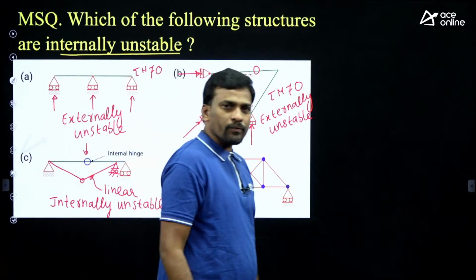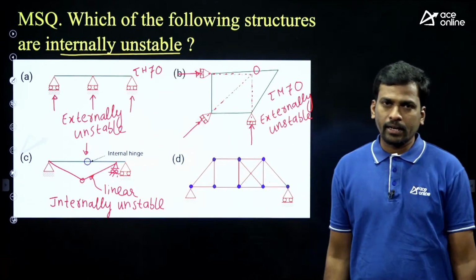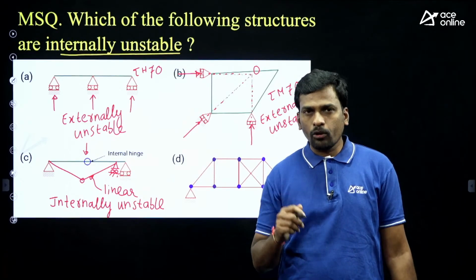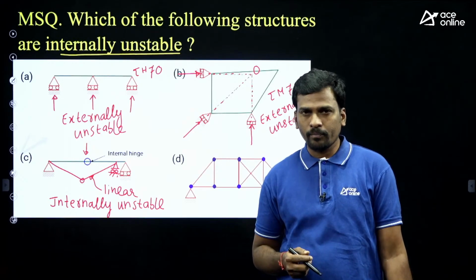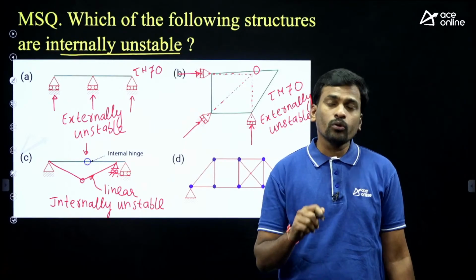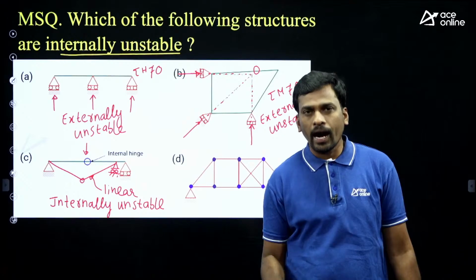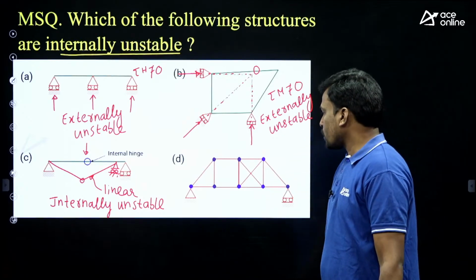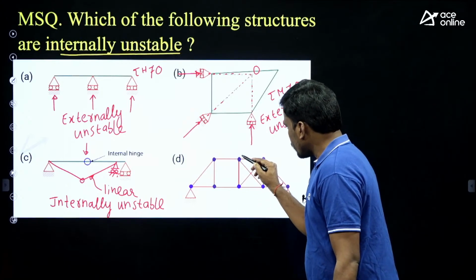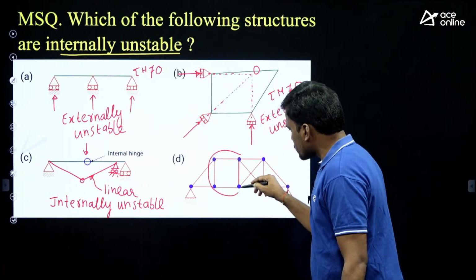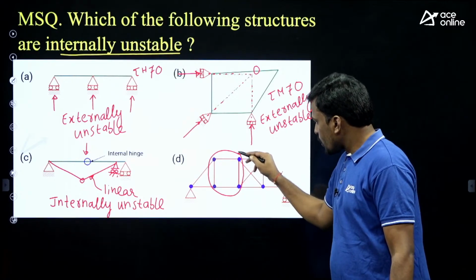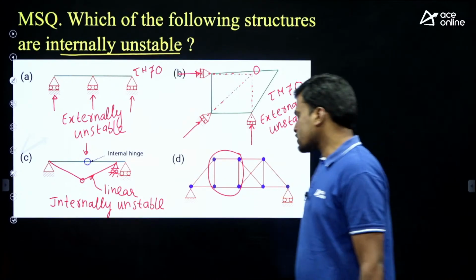What is the perfect shape of the truss? Triangle, right? For internal stability of a truss, do you remember I gave three conditions? If m equals 2j minus 3, perfect frame. If m is greater than 2j minus 3, redundant frame. If m is less than 2j minus 3, it is internally unstable. Then students, here the perfect shape of the truss is a triangle, right? Then is a triangle shape missing or not here? There is a triangle shape missing in this panel. So this is internally unstable.